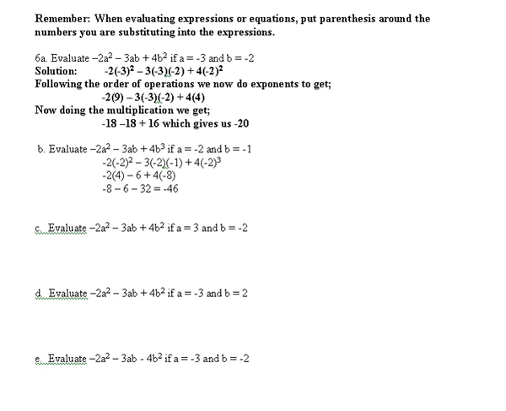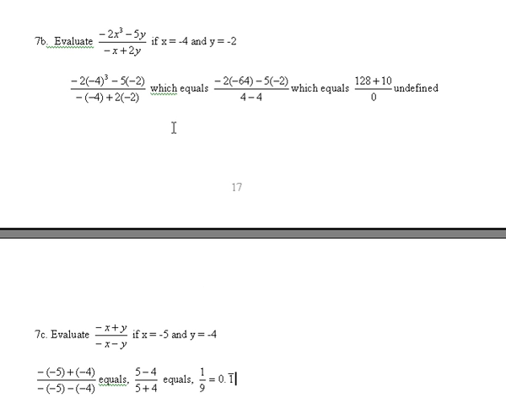Let's move on to some other ones. Here's a couple more problems on evaluating expressions. Evaluate this expression right here when x equals -4 and y equals -2. So again, the first step is to substitute these numbers in with parentheses around them. So it will be -2, parentheses, we're substituting a -4 in for x, so parentheses -4, that gets cubed, minus 5, parentheses, -2, over, on the denominator we have minus x, which is a -4, so minus x, which is a -4, plus 2 times y, which is a -2.